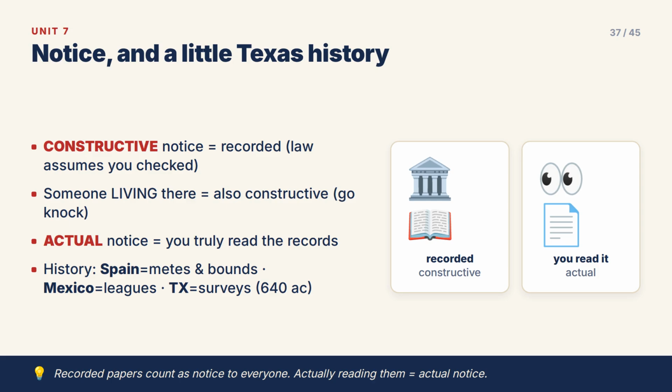And the history flashcards. Spain brought metes and bounds. Mexico granted leagues, squares 5,000 varas on a side. The Republic and State of Texas issued surveys, 640 acres each, tracked by abstract numbers at the General Land Office.